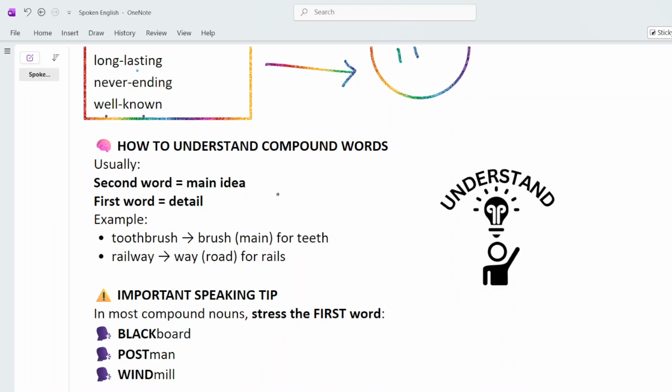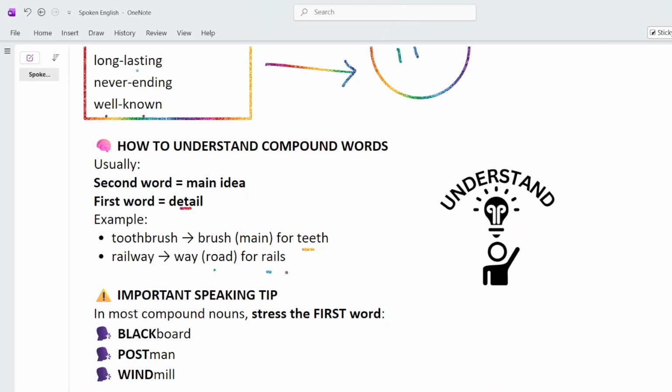Okay. So, for example, toothbrush. Brush is the main idea. Okay, and the first word is the detail for this main idea. And what is this brush used for? Obviously for teeth. Railway: way is the main idea, the road is the main idea, and for what? The detail is for the rails or the trains, right? That's how easy it gets. Okay, so the concept here is that English gives the core meaning till you understand it on a different level.